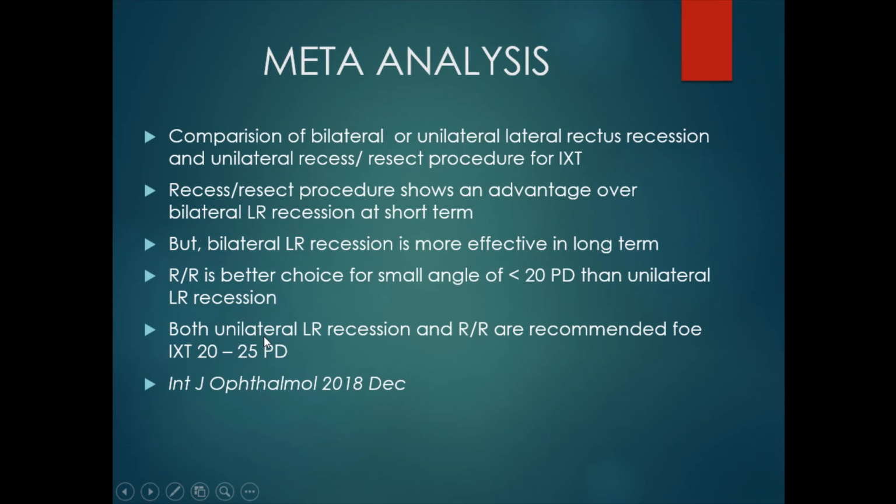So this is a recommended surgery, and this is just a study which came out in the International Journal of Ophthalmology in 2018. They did a comparison of bilateral lateral rectus recessions with unilateral R&R, and they felt that the resect procedure shows an advantage over the bilateral at a short term. But then a bilateral lateral rectus recession is effective in the long term, and R&R is a choice for small angle deviations than a unilateral lateral rectus. Sometimes when the angle of deviation is about 25 prisms, you tend to do about 8.5 mm LR recession, but then it says that a bilateral R&R would be better for these patients.